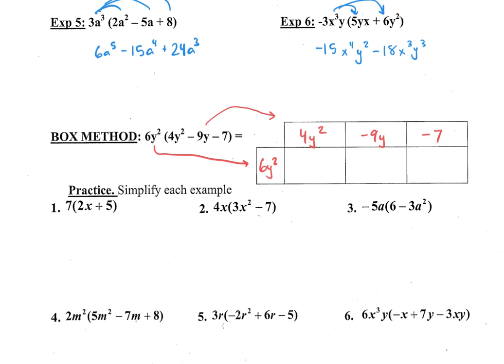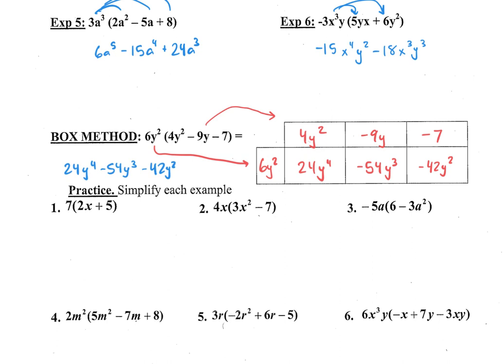So you're multiplying. 6y squared times 4y squared is 24y to the 4th. 6y squared times negative 9y is a negative 54y cubed. And then 6y squared times negative 7 is a negative 42y squared. Which means your final answer, as I'll write over here in blue, so you can see what I'm doing, is 24y to the 4th power minus 54y cubed minus 42y squared.